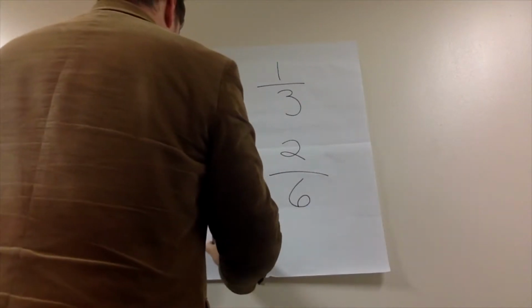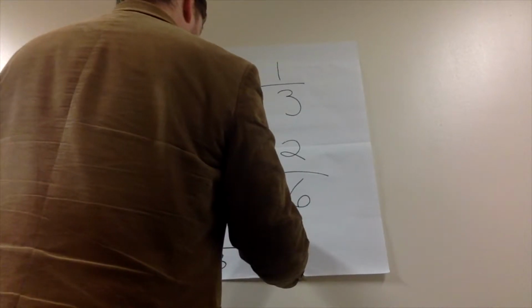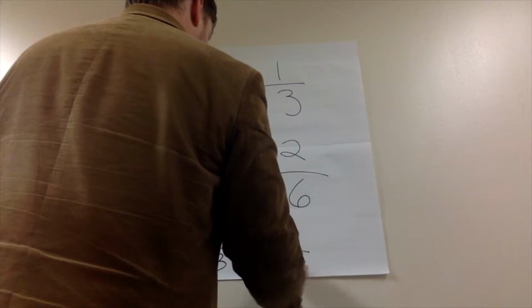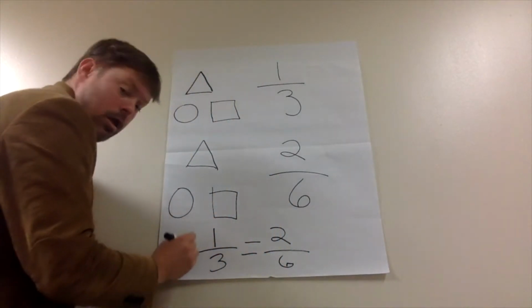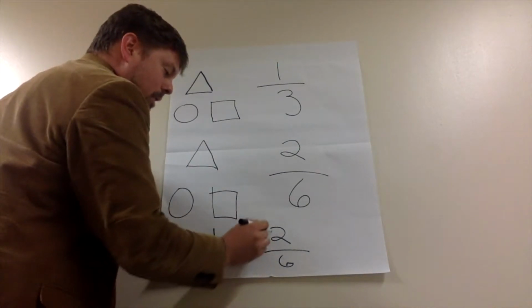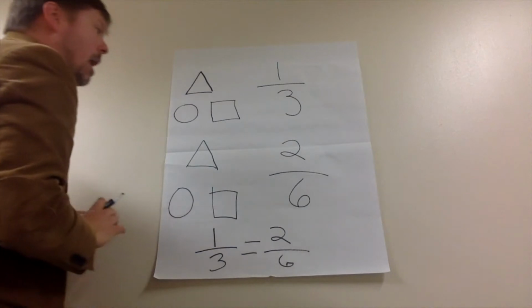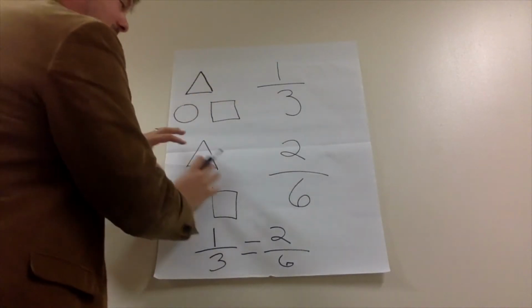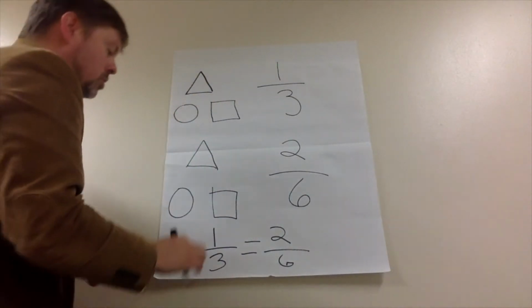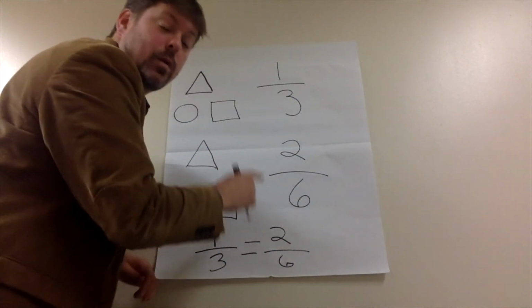I can say that 1 triangle to 3 total shapes is equal to 2 triangles to 6 total shapes, because the relationship between 1 and 3 is equivalent to the relationship between 2 and 6. Notice when I'm saying equal, I'm not saying that 3 is equal to 6. I'm saying that the relationship between 1 and 3 is equal to the relationship of 2 and 6.